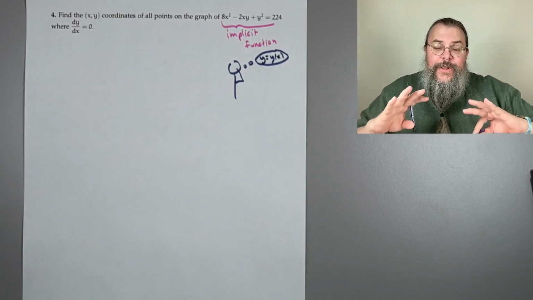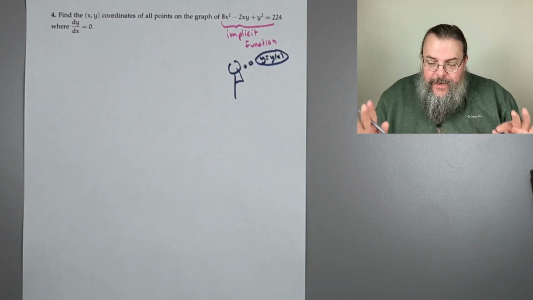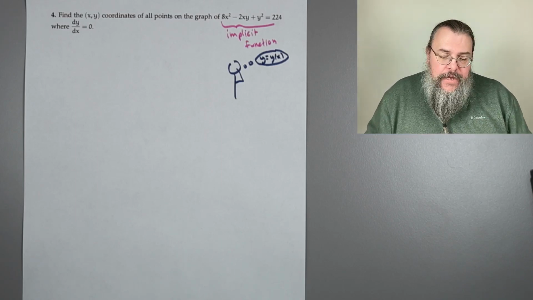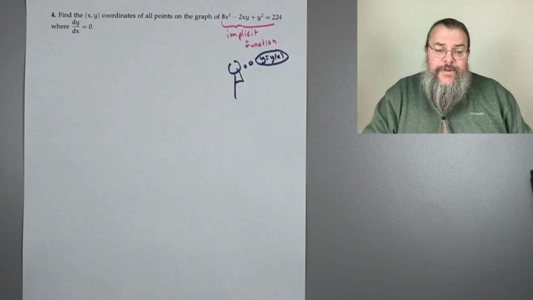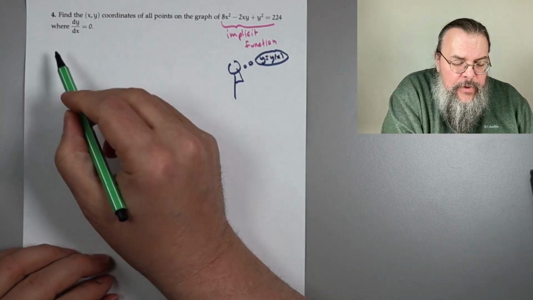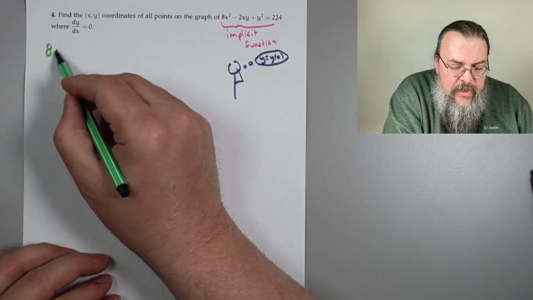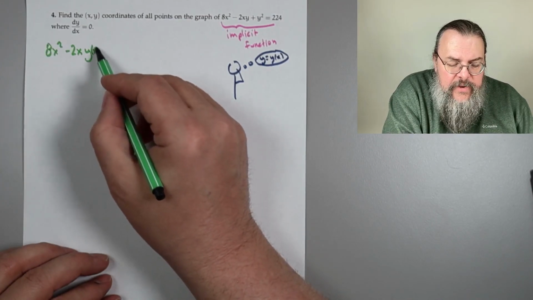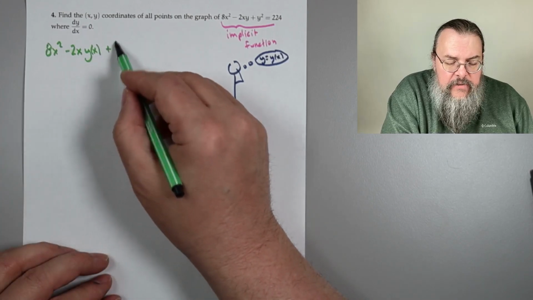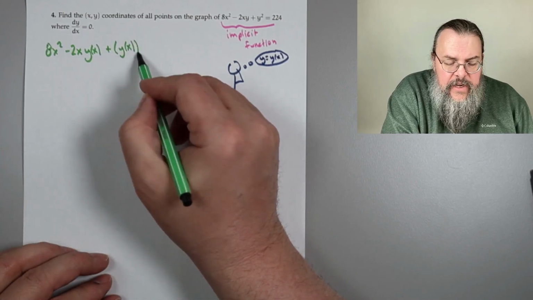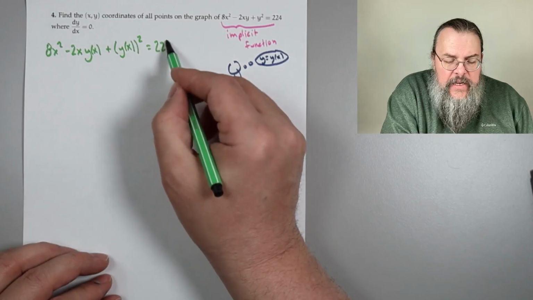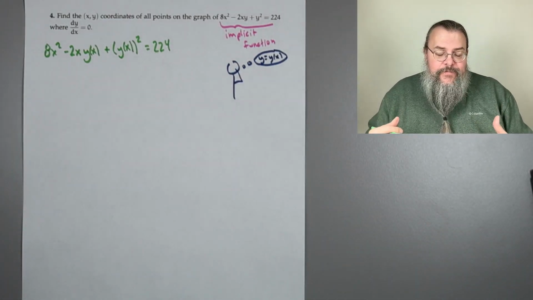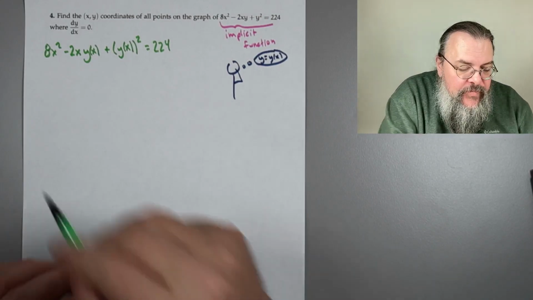Okay, so let me write it out in the long way, what that means in terms of our idea. We normally don't write this all out, but I want to emphasize what's going on. So what we really have is 8x squared minus 2xy, which I'm going to think of as a function of x, and then plus y, which I'm going to think of as a function of x, squared. And now we're going to take the derivative of both sides with respect to x. Okay? So here we go.